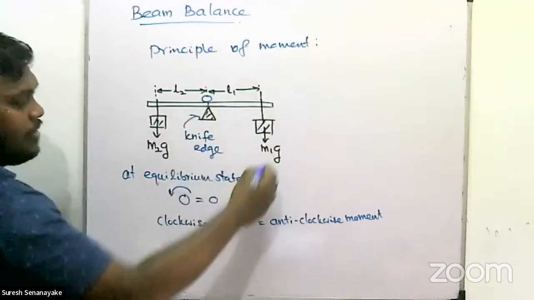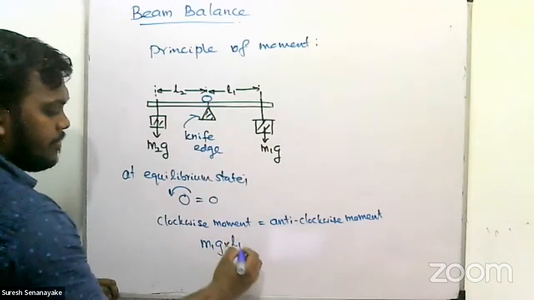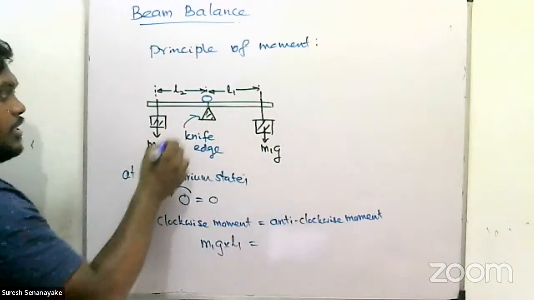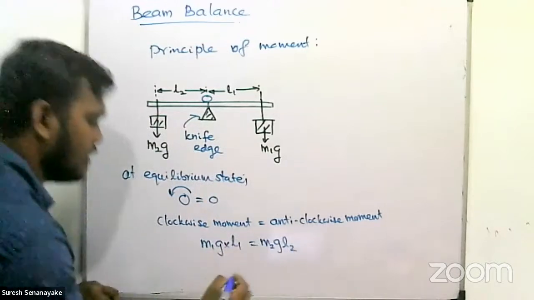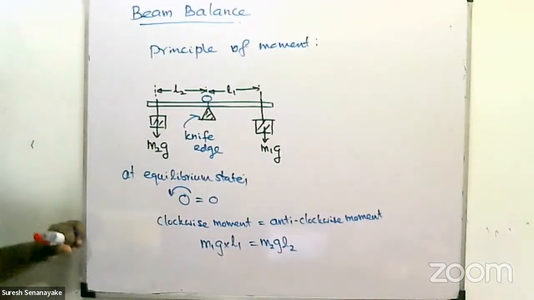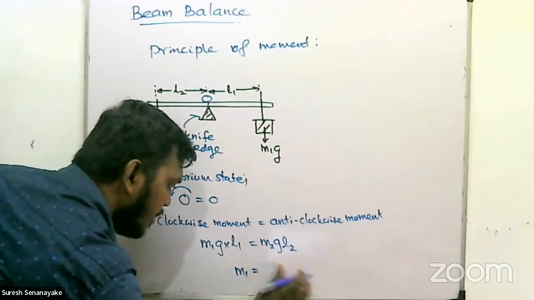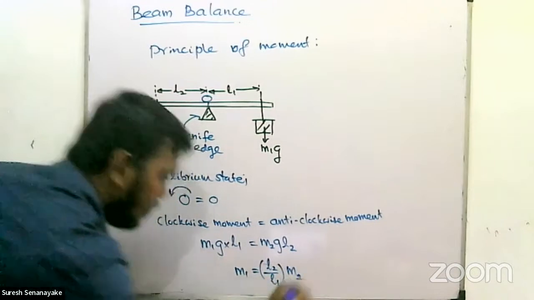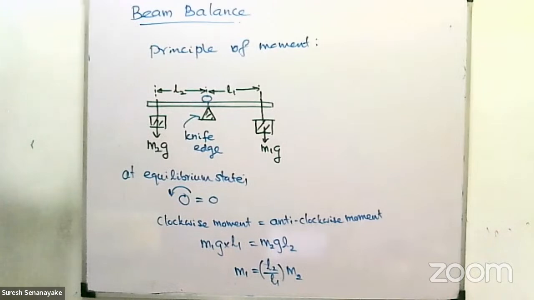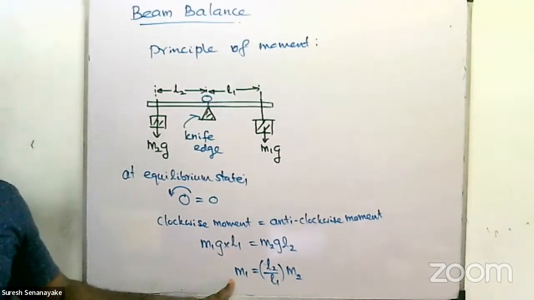මේ පැත්තට හැරෙන්නේ මේකෙන්. So the clockwise moment you can write as m1g multiplied by the distance to this point, that is L1. Anti-clockwise moment is m2g multiplied by this distance, that's L2. G cancels. So then you can say m1 equals L2 divided by L1 times m2. Right. That means if you know L1 and L2 and M2, then you can find M1.